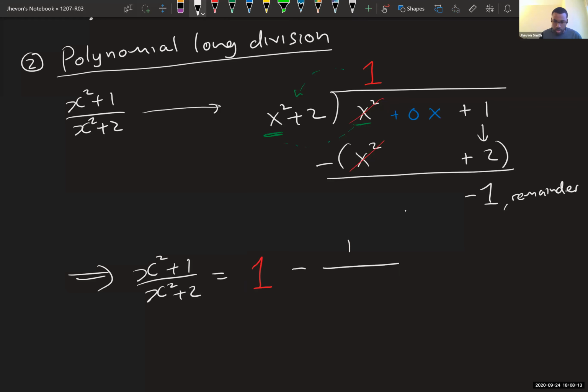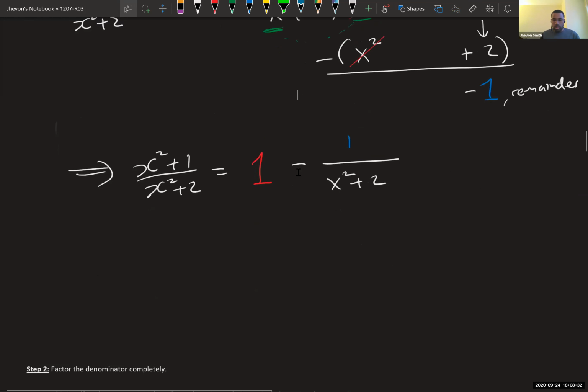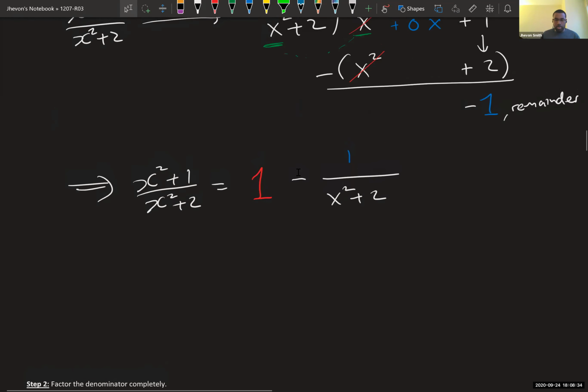Minus 1 over x squared plus 2, where this one here is that one there. So you can actually do polynomial long division as well, right? Where this is coming from, it's pretty much like regular long division.